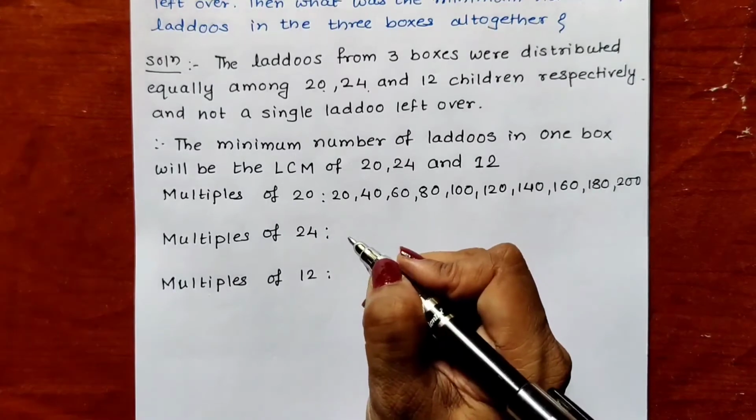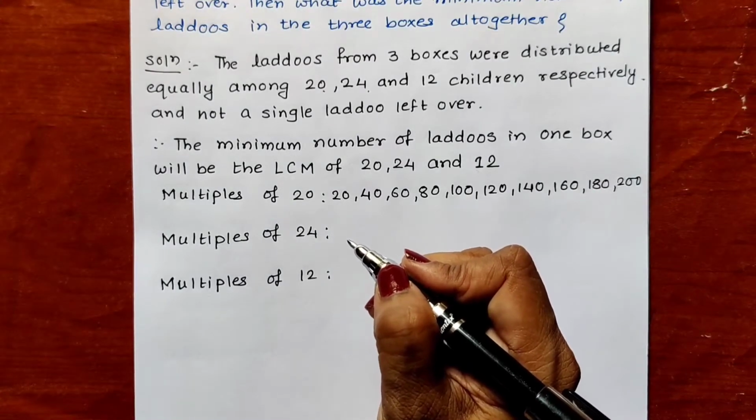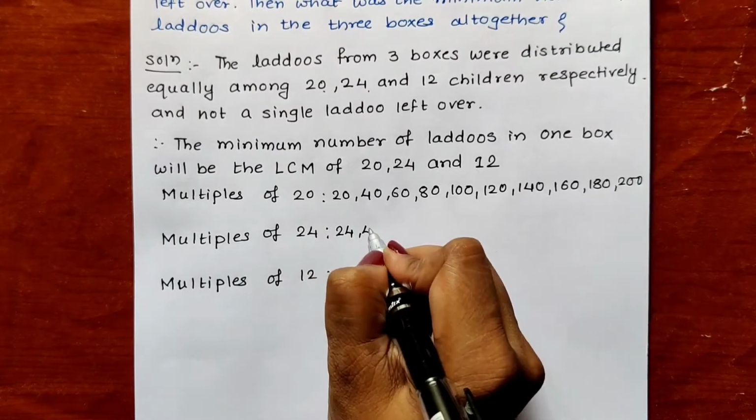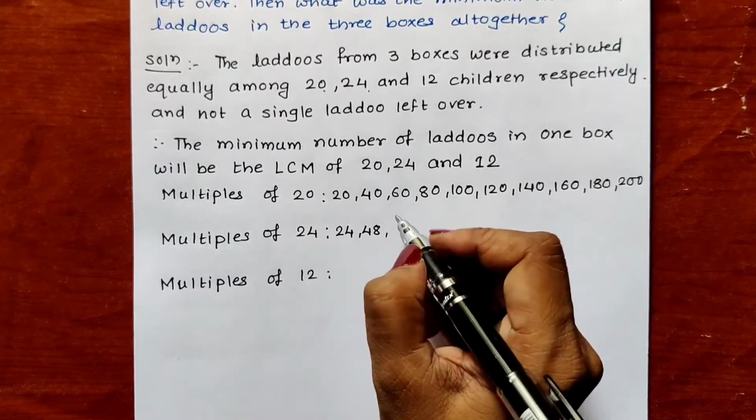Now 24 table. Just now we have written the 24 table in our previous sum. So write from there also, or if you have learned by heart, you can write directly.